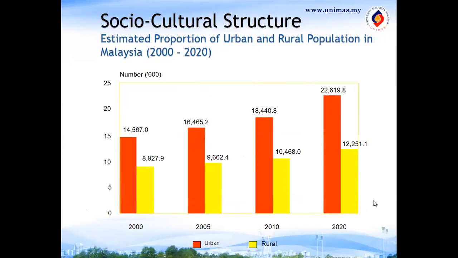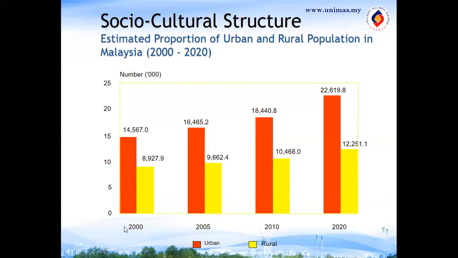All right. So you can analyze, in other words, the population of a country based on the socio-cultural factors, ataupun melihat kepada socio-cultural structure of the society. Now, this is just one example. Yeah, this between urban and rural population in Malaysia. Year 2000 and 2020.